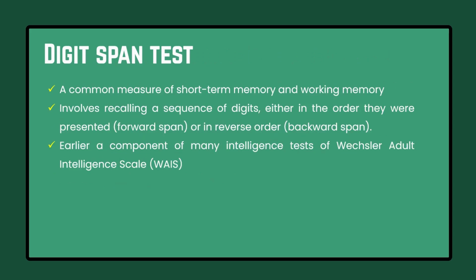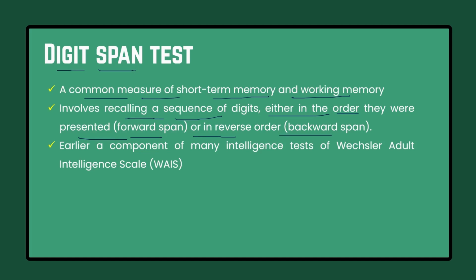Next we have the digit span test. Digits means numbers, so from the name itself we can guess that it would be about remembering numbers. It's a common measure of short-term memory and working memory. This is a neuropsychological assessment that involves recalling a sequence of digits or numbers, either in the order they were presented, which is called the forward span, or in a reverse order, which is called backward span.